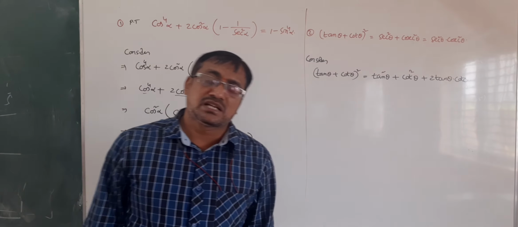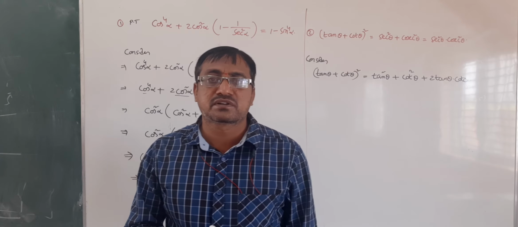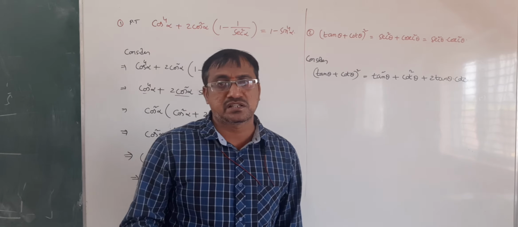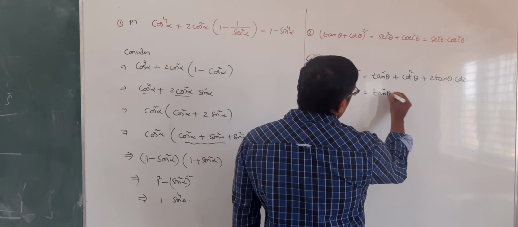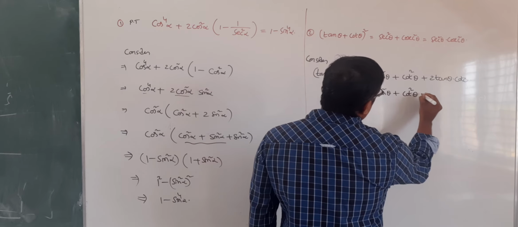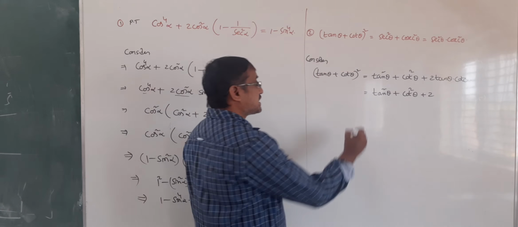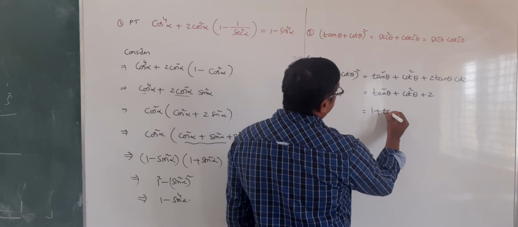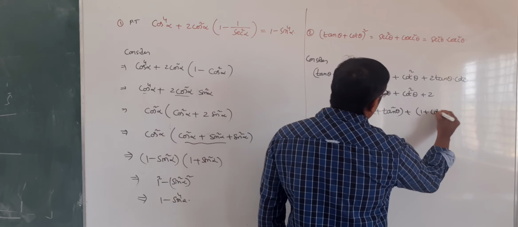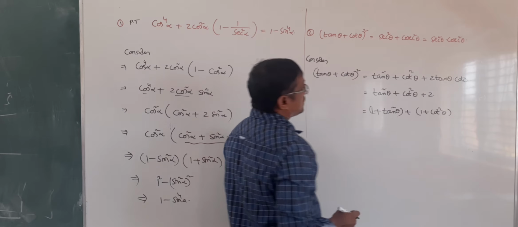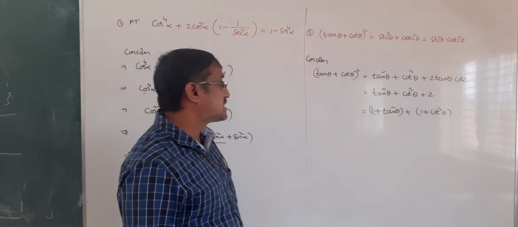Now 2 tan theta into cot theta. Cot is the reciprocal of tan, so tan a into cot a is always 1. So you will get tan square theta plus cot square theta plus 2 into 1, that will be 2. Now this can be written as 1 plus tan square theta plus 1 plus cot square theta. You can see 1 plus 1 is again 2, so you get the same previous step.